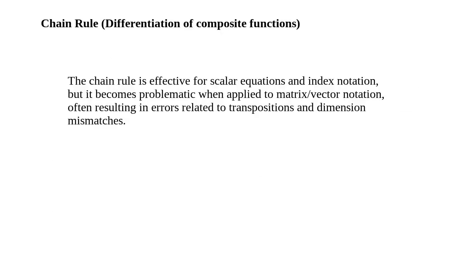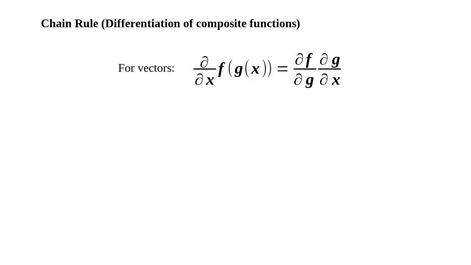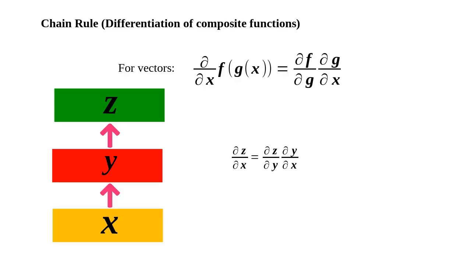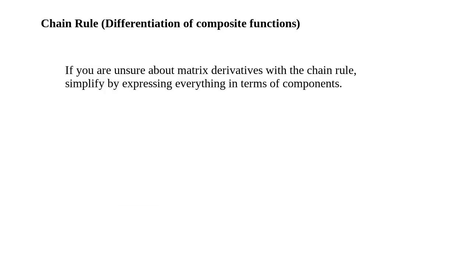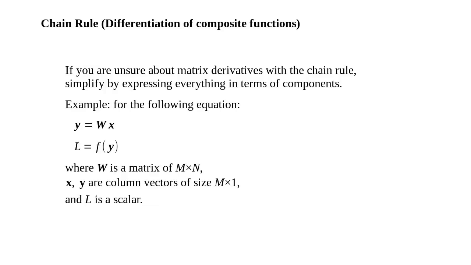The chain rule is effective for scalar equations and index notation but can be problematic when applied to matrix or vector notation, often leading to errors involving transpositions and dimension mismatches. The most reliable method for calculating gradients in matrix or vector notation is through differentials. For vector functions, we have the following. If you are unsure about matrix derivatives involving the chain rule, simplify by breaking everything down into components. Let's consider an example.